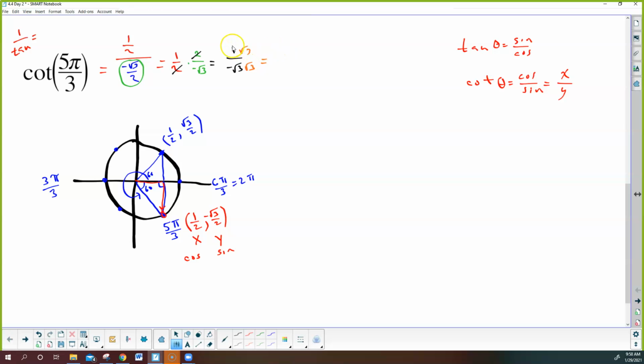I'm going to multiply by a square root of 3, and up top I get 1 times the square root of 3, which is just square root of 3. And then on the bottom I get square root of 3 times the square root of 3, which is the square root of 9. But we know the square root of 9 is 3. And the negative, I like to put it up top, but it doesn't really matter.